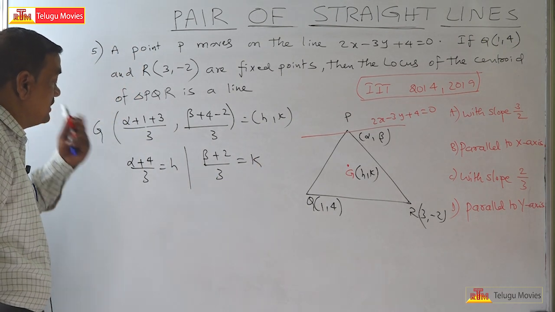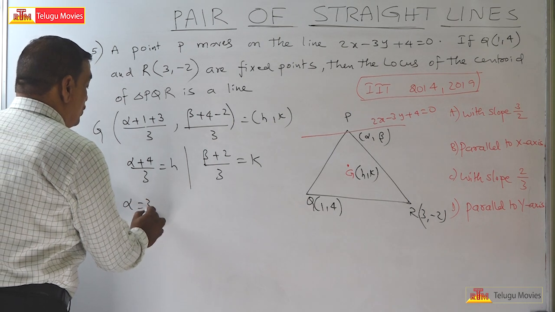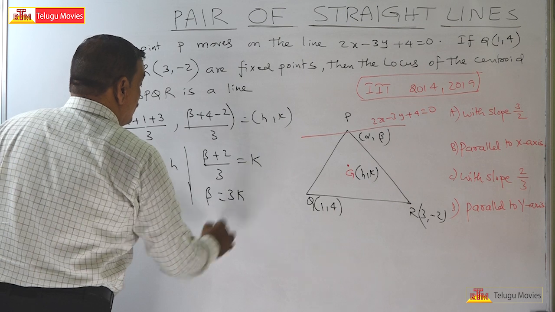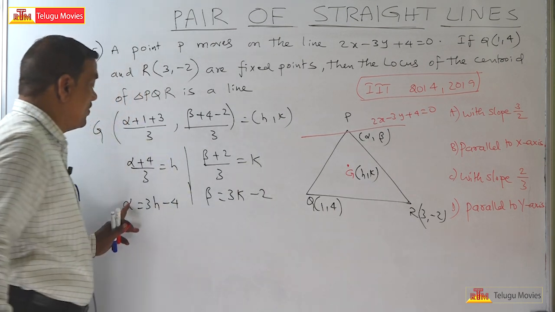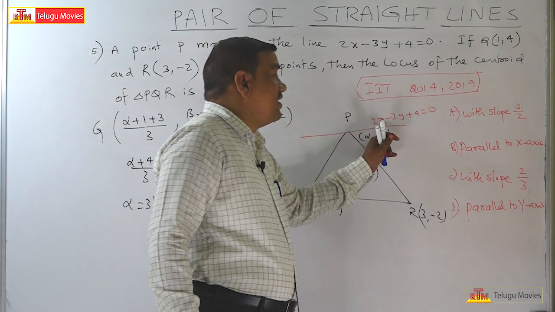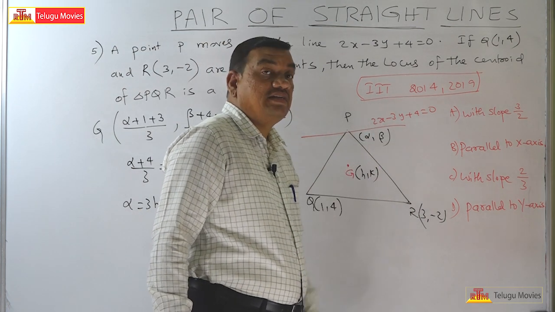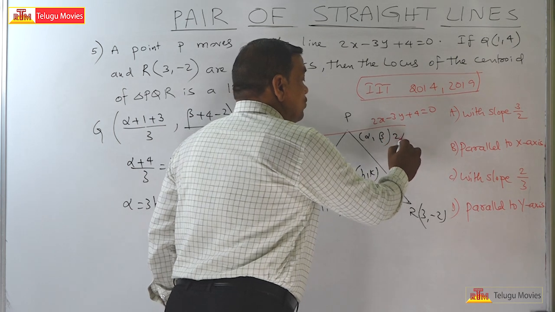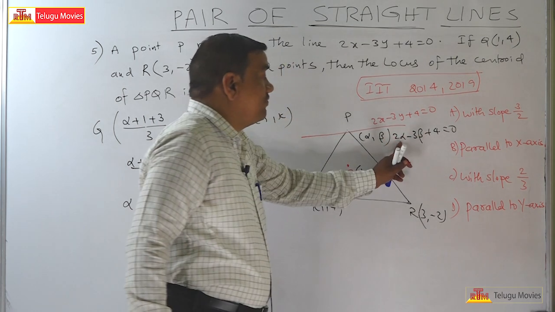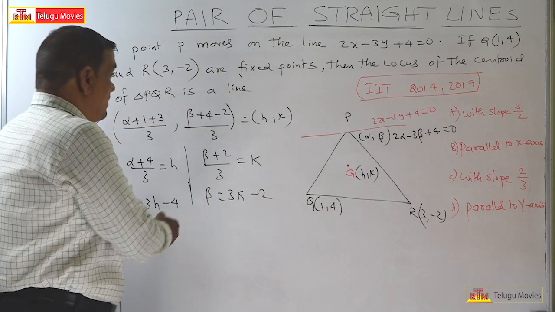So, this implies alpha is equal to 3h minus 4, beta is equal to 3k minus 2. We got the alpha value and beta value. This alpha, beta lies on this line, no? The line 2x minus 3y plus 4 is equal to 0 means what? 2 alpha minus 3 beta plus 4 is equal to 0. So, wherever alpha, beta is there, substitute here.